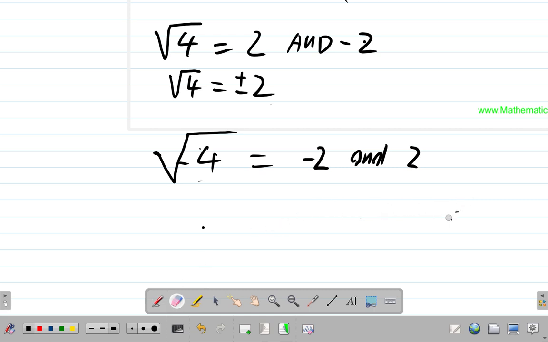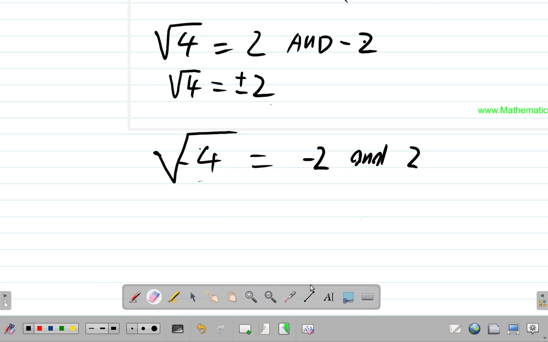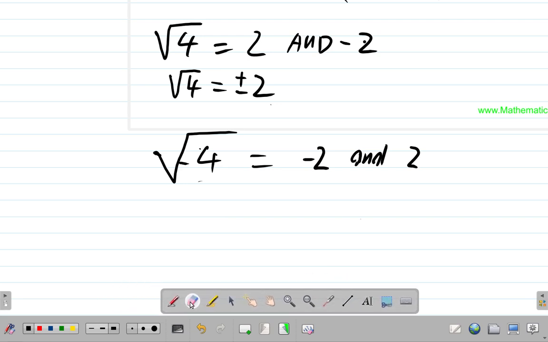So how are we going to deal with this now? Well, we can't get out of it. You can't find the square root of negative 4. You can't find the square root of negative 4. So it can't work. That is it. You cannot find the square root of negative 4.